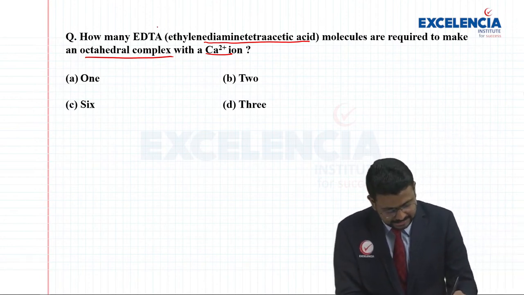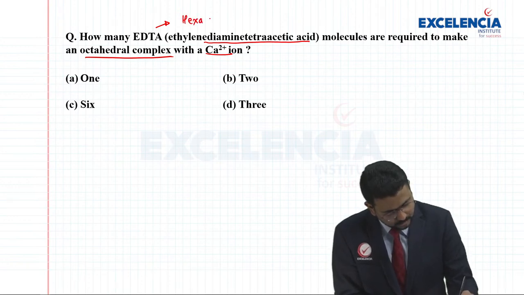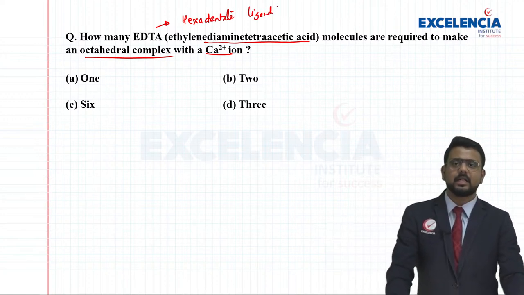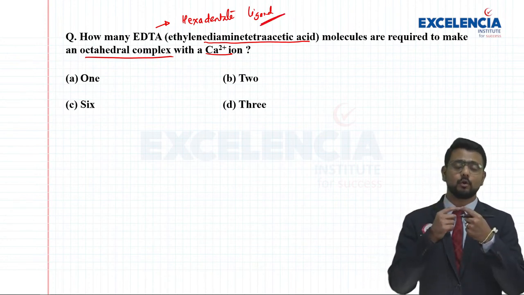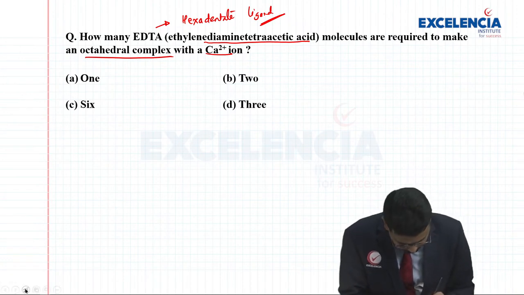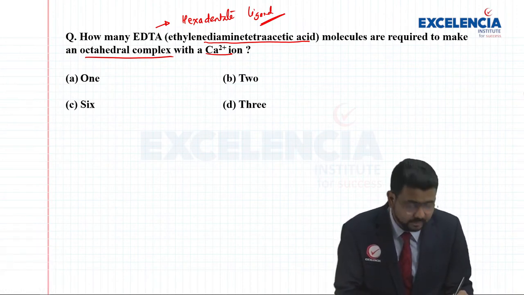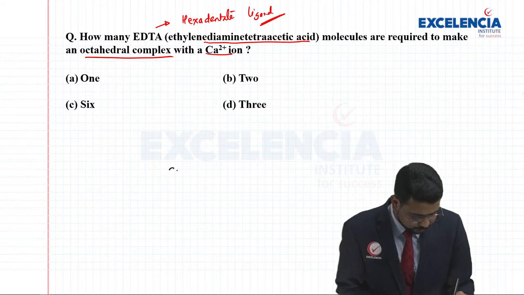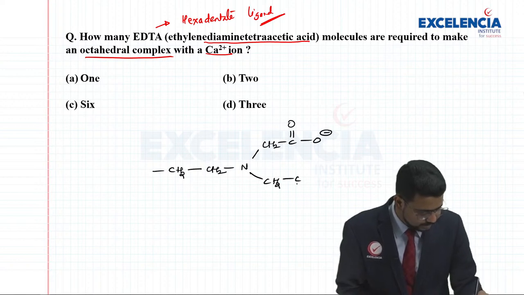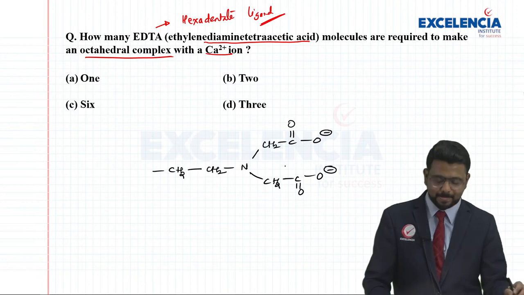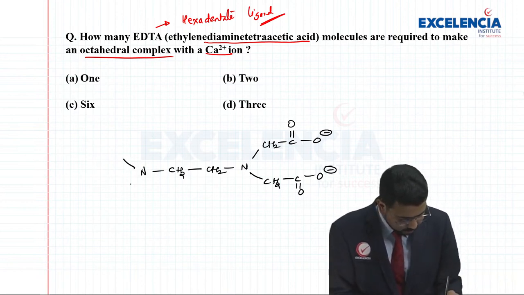Now we very well know that EDTA is nothing but a hexadentate ligand. Okay, EDTA is nothing but a hexadentate ligand, right? If I'm saying that it is a hexadentate ligand, it means what? One molecule is going to provide 6 donor atoms. So if I look at the structure here of ethylene diamine, so here you are going to have CH2 CH2 N CH2 C double bond O O negative CH2 C double bond O O negative, right? The other side also you will have a similar structure.